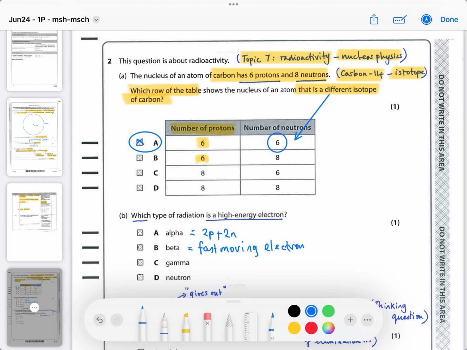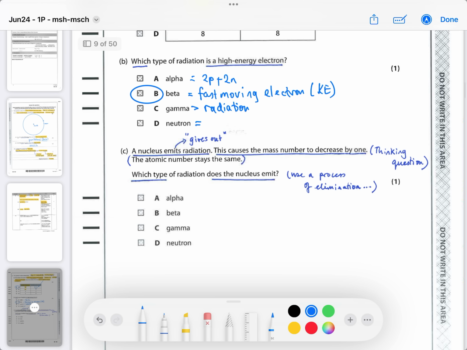This is just a knowledge question. Gamma is not even a particle. Gamma is electromagnetic radiation. It's like a high energy X-ray. And a neutron is obviously not an electron. A neutron comes from a nucleus. So the answer is B, and you just got to know that. High energy, fast moving. If it's high energy, if it's fast moving, it means it has kinetic energy.